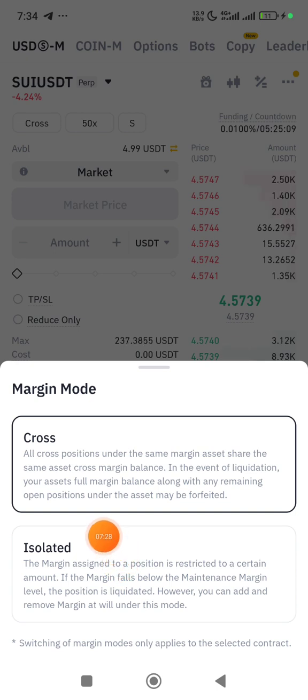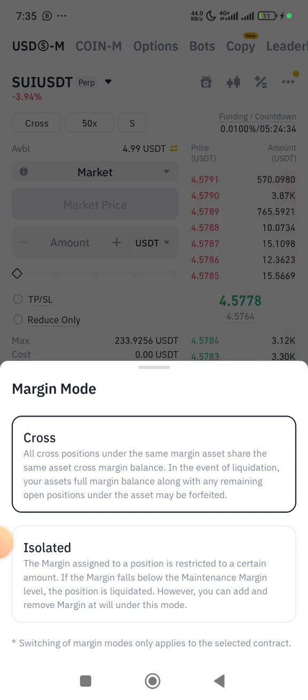Now, isolated, what does isolated mode mean? Isolated mode means that if you have $10 in your account and you enter a trade with that same $10, the moment that trade gets to minus 100% loss, the market will close you automatically. It will not touch the remaining $5 in your account. It will just close up, and you have lost the money there. So it's either you re-enter another trade for recovery, or you just go off the market.